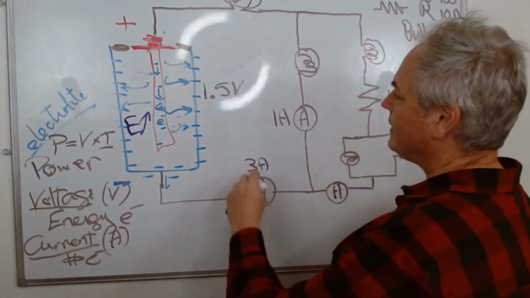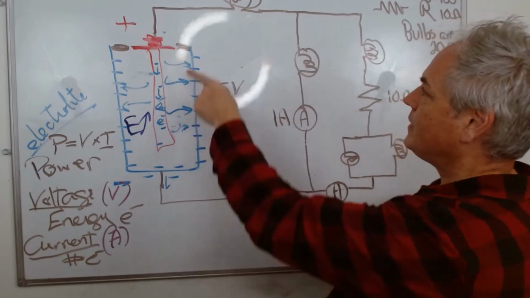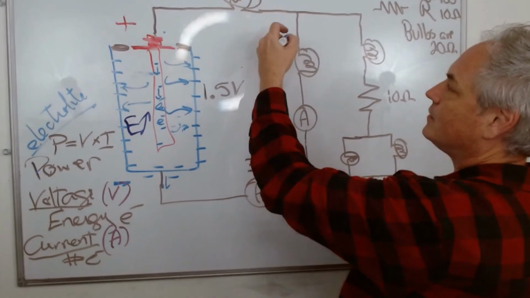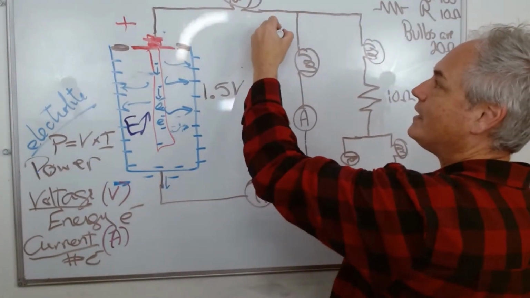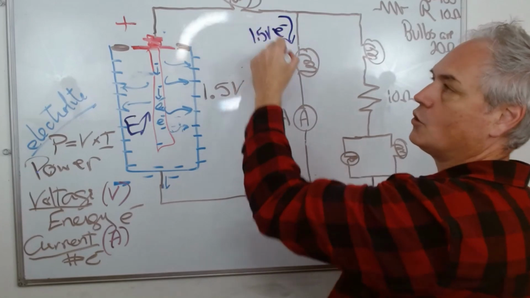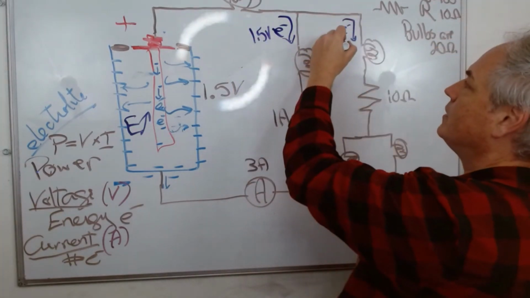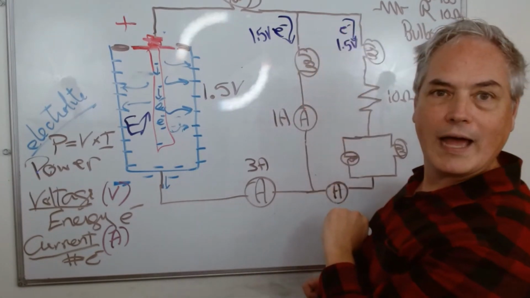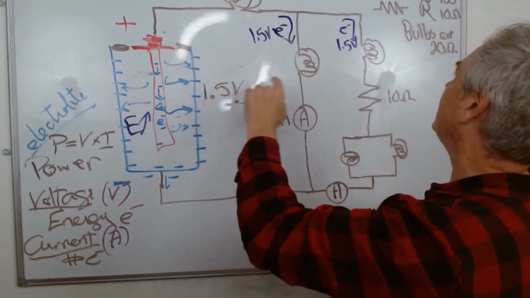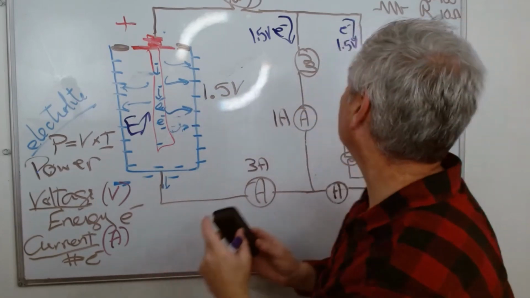So if I have 1.5 volt on the source and we have a parallel circuit, that means all the electrons going this way will have 1.5 volt, and all the electrons going this way will also have 1.5 volt. So that's something we can look into. You know what? I'm going to erase this one.